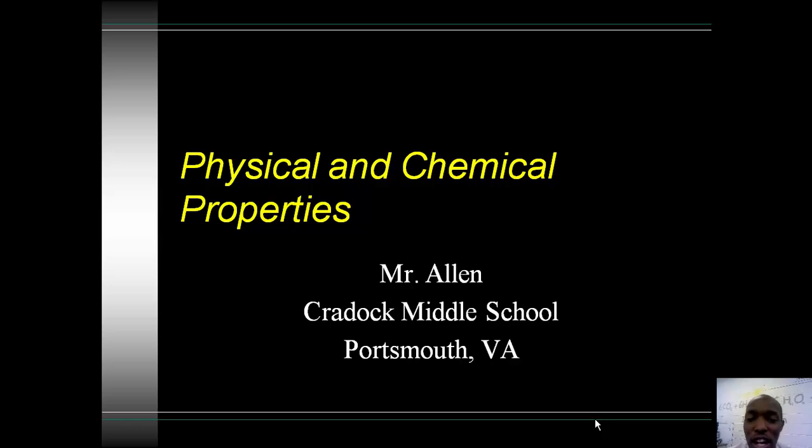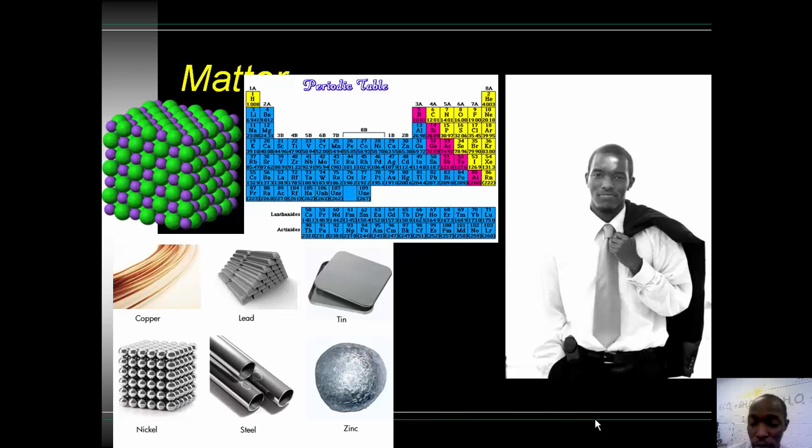Alright, so today we're talking about physical and chemical properties. What I want you to do is make two columns in your notebook. One side should say physical properties, the other side should say chemical properties. So go ahead, down the middle of your notebook, make a physical and chemical properties column.